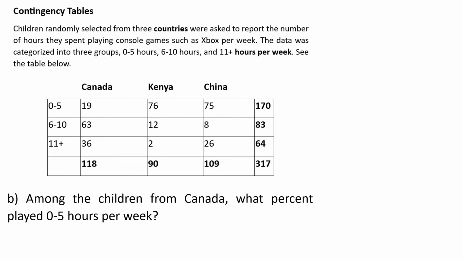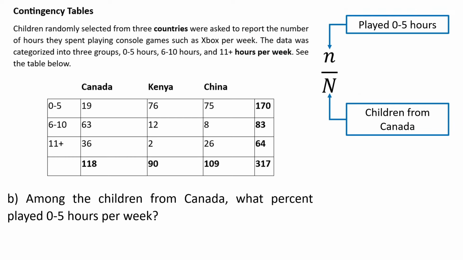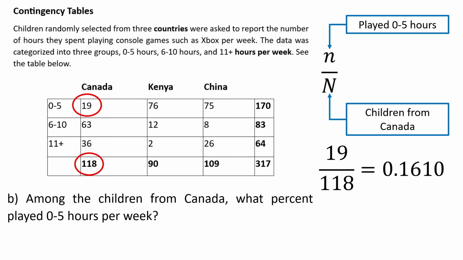In the next example, among the children from Canada, what percent played 0 to 5 hours per week? So we're talking about the children from Canada. That's the who. The condition now is they played 0 to 5 hours per week. And so the who is 118. And the condition is they played 0 to 5 hours per week. So that's 19 out of 118. And so that turns out to be 0.16110.